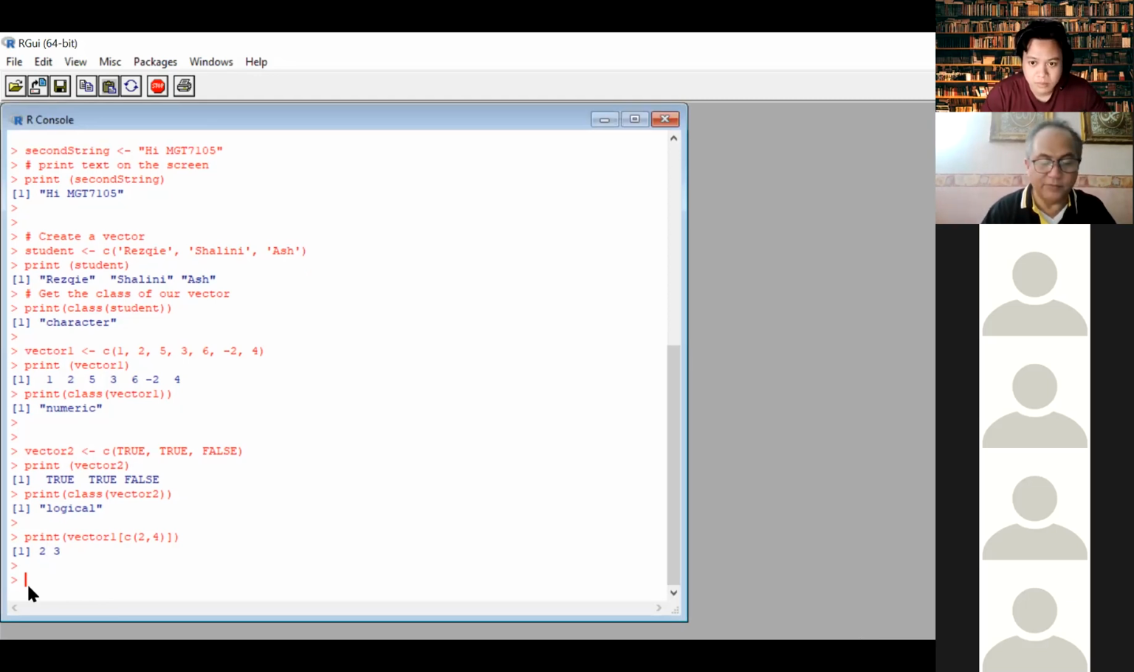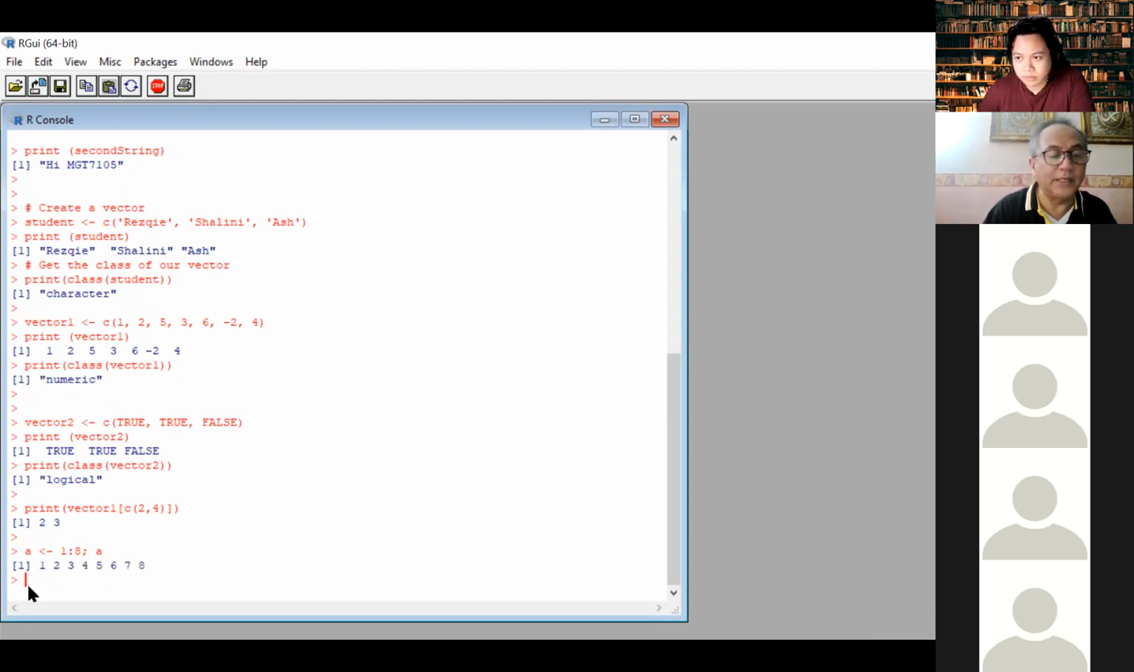You can create a vector, for example, you can create A. You can give A as 1 to 8, and then you want to check A. So it will create A as 1, 2, 3, 4, 5, 6, 7, 8 automatically. Or you can create B.